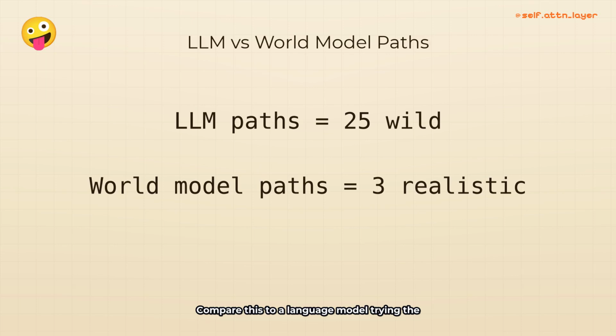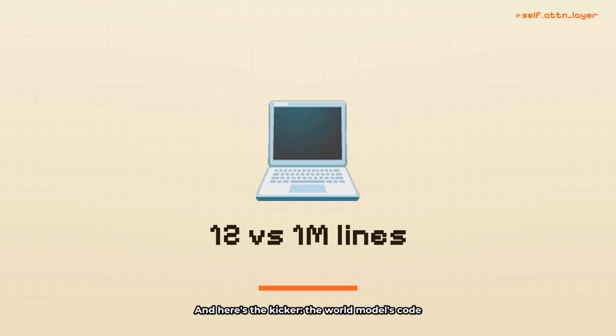Compare this to a language model trying the same task. It spits out 25 wild paths. Fly to the ceiling, teleport to the fridge, use mind control on the mug. The world model? It grabs the mug in 3 tries. That's the difference between chaos and clarity. And here's the kicker. The world model's code is just 12 lines. The language model's code? Millions of lines. So while the big model spits out words, the tiny model plans with confidence. That's the power of grounded simulation.